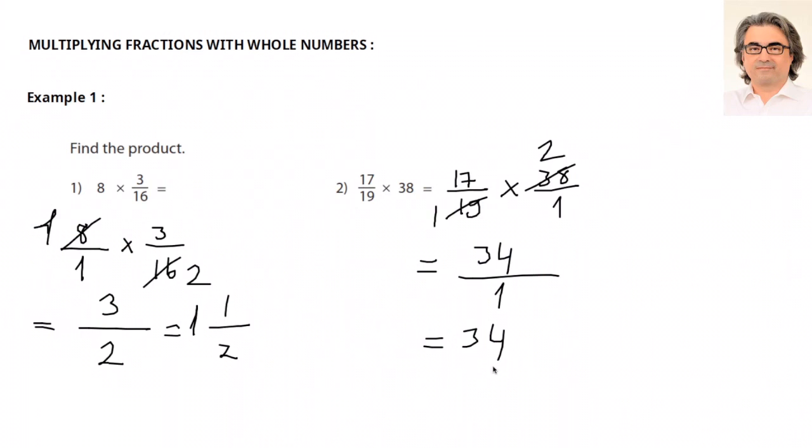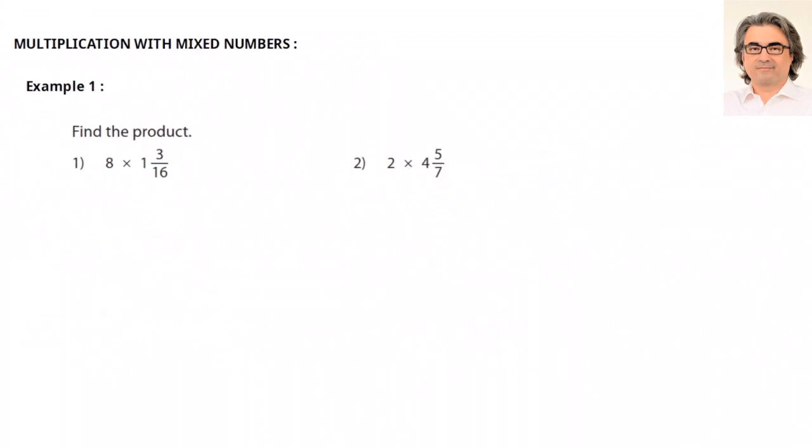I think you understand. Let's continue with the next page. Multiplication with mixed numbers. We may write any mixed number as an improper fraction. You know the method. What about 8? 8 is 8 over 1 times, what about 1 and 3 over 16? 1 times 16 is 16. 16 plus 3 is 19. And 19 over 16 is the result if you change this mixed fraction to its improper form.